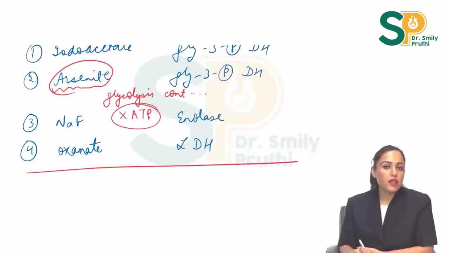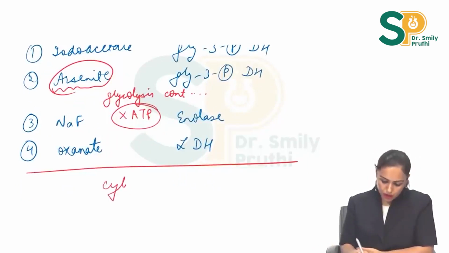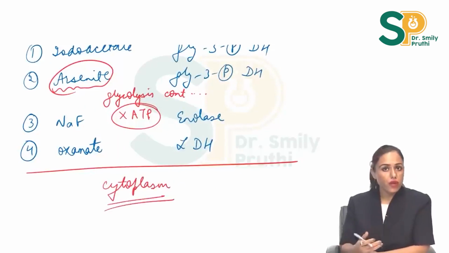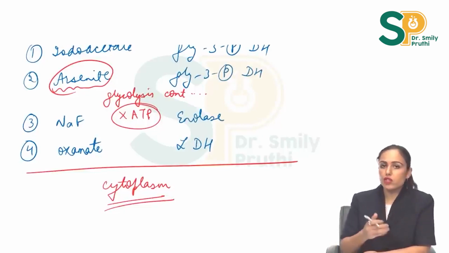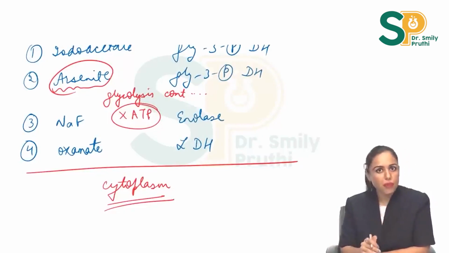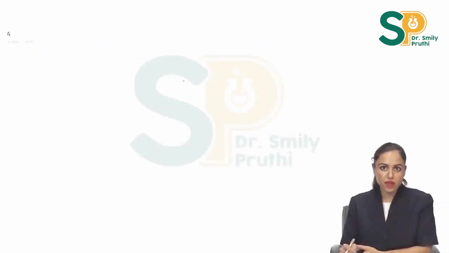And glycolysis occurs in which compartment of the cell? It occurs in the cytoplasm. But after glycolysis, we have link reaction, TCA and ETC. All these other 3 things, link reaction, TCA, ETC, occur in mitochondria. So this is it with glycolysis. Now, the Krebs cycle or TCA cycle.